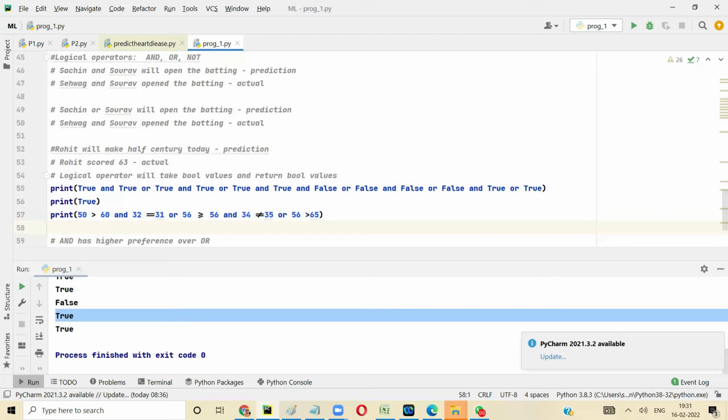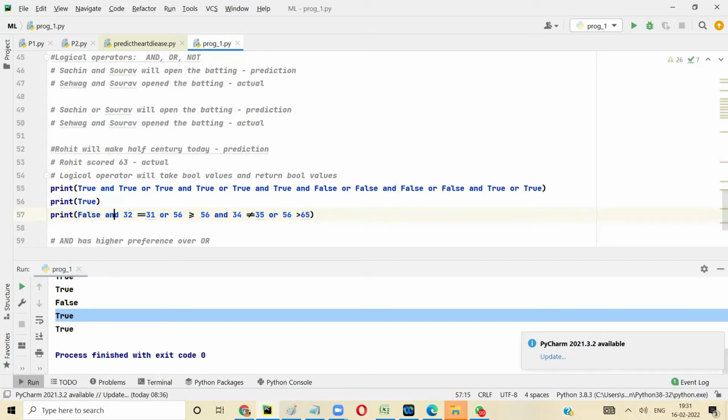Sudeep, did you get it? Tell me. Yes, sir. Try to solve this. Okay, solve with me. Tell me, what will 50 greater than 60 be? False. 50 greater than 60, false, correct?